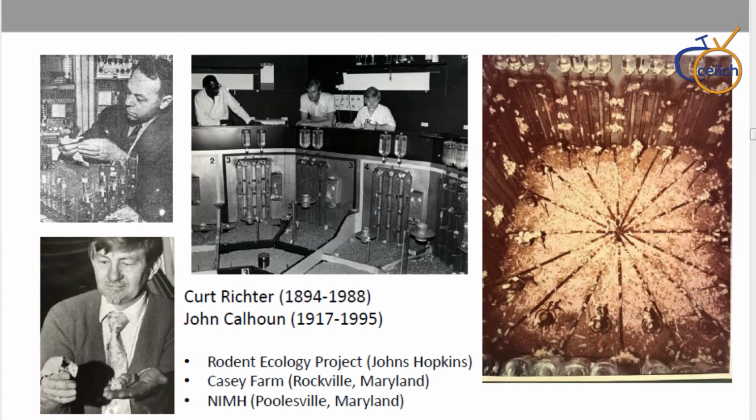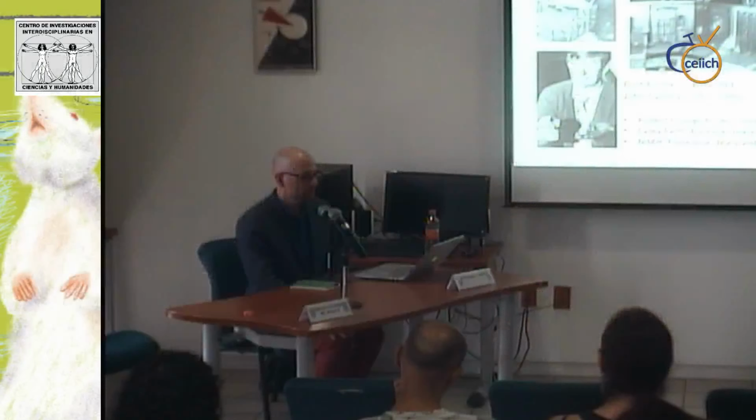Calhoun did a series of these kinds of studies on rat behavior in what he called his universes. So we have some pictures of the universes that he created for his rats. He did this for some time at Johns Hopkins University, and then also later at a farm, and then at a site of the National Institute of Mental Health, known as NIMH. And of course, NIMH is where we get some of the popular stories about rats, the novel and the movie The Secret of NIMH.